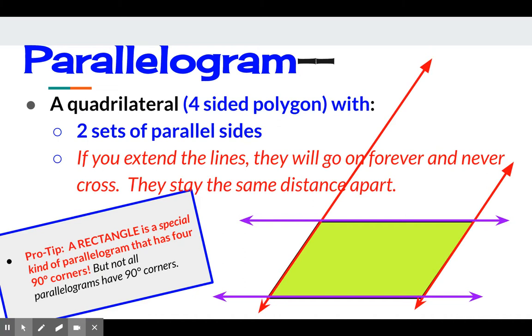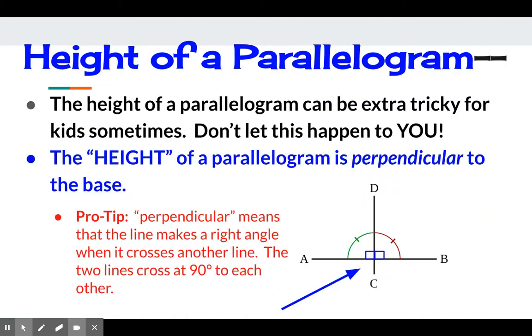Here's a pro tip. You may have thought about this last week. A rectangle is a special kind of parallelogram. So a rectangle is always a parallelogram because it has four sides and there's two sets of parallel sides. But a rectangle also has four 90-degree corners. So that's why it's a special kind of parallelogram, and that's why we call it a rectangle. Not all parallelograms have 90-degree corners.